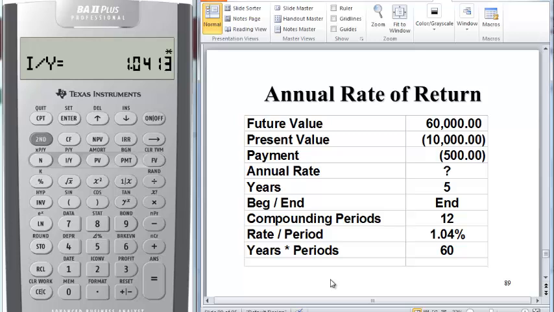But I want to compare apples to apples, so I need to standardize this by turning it into a yearly rate. How do I do that? Multiply it times 12. And what do I get? 12.4958 or 12.5%.